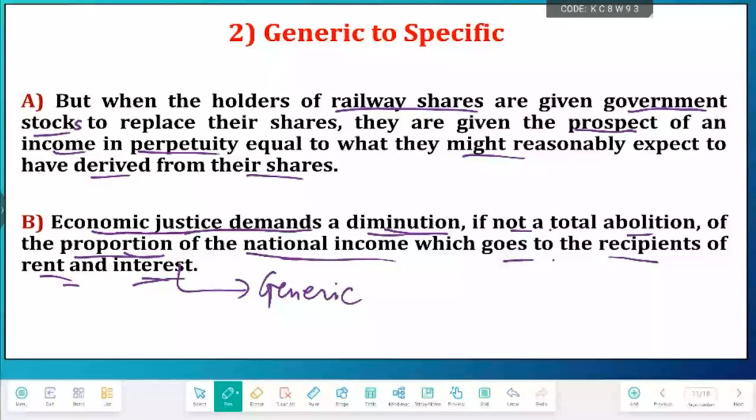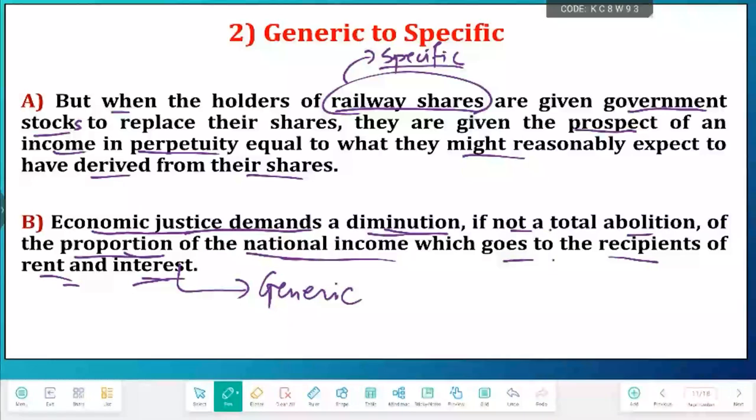Now look at statement A. But when the holders of railway shares are given government stocks to replace their shares. Now here we have been introduced to railway shares. So this is more specific. Now railway shares will come under the economy, because share market and everything falls under the economic system. So railway shares is more of a specific thing. Now, holders of railway shares are given government stocks.